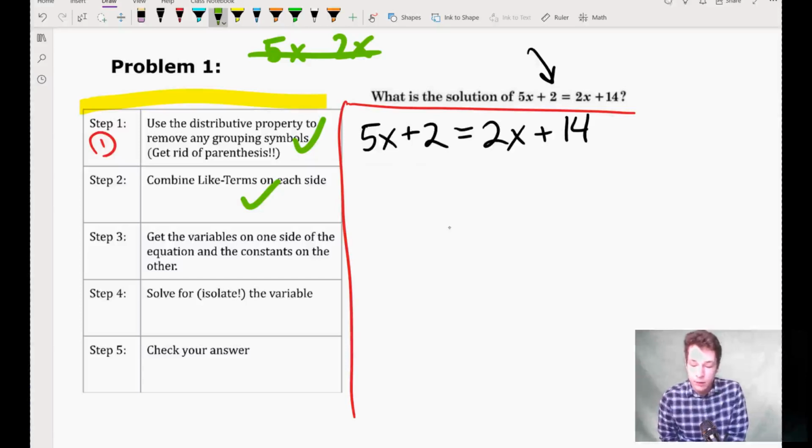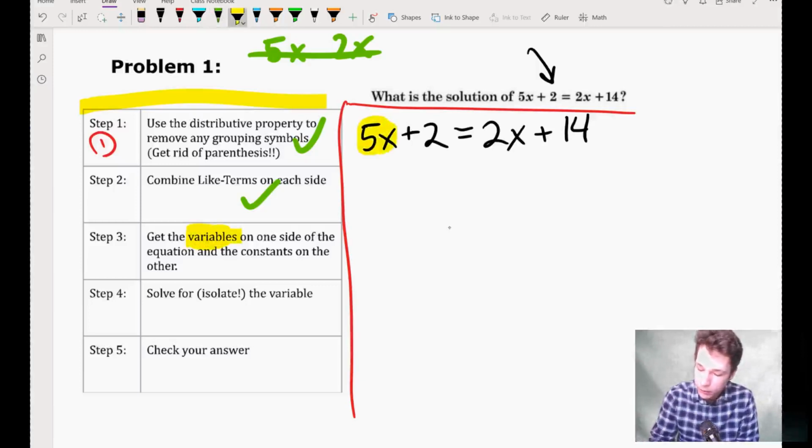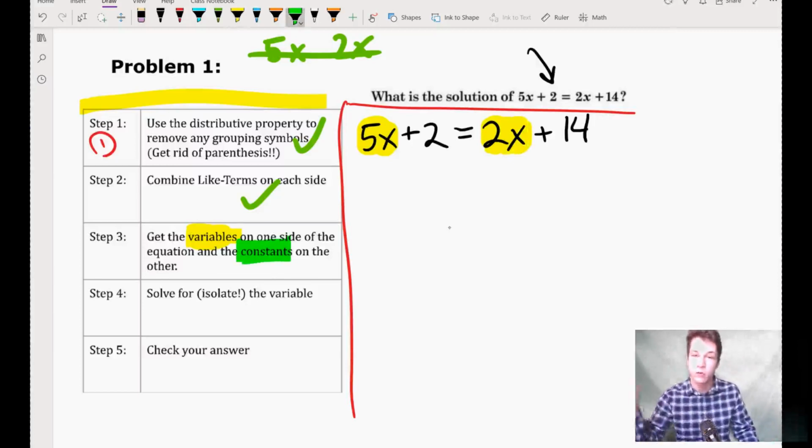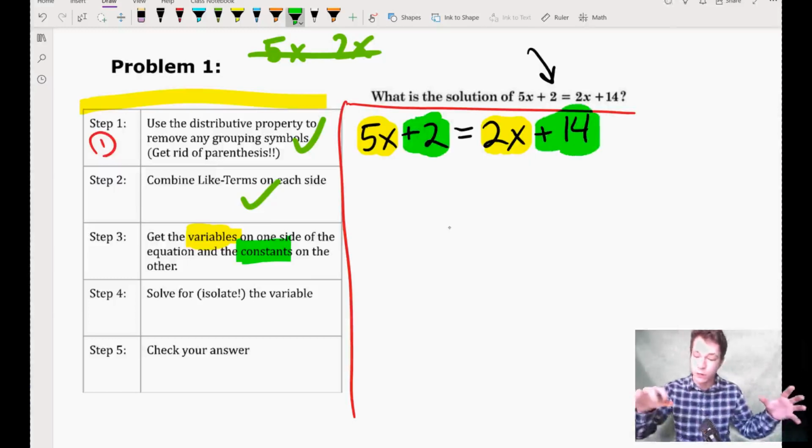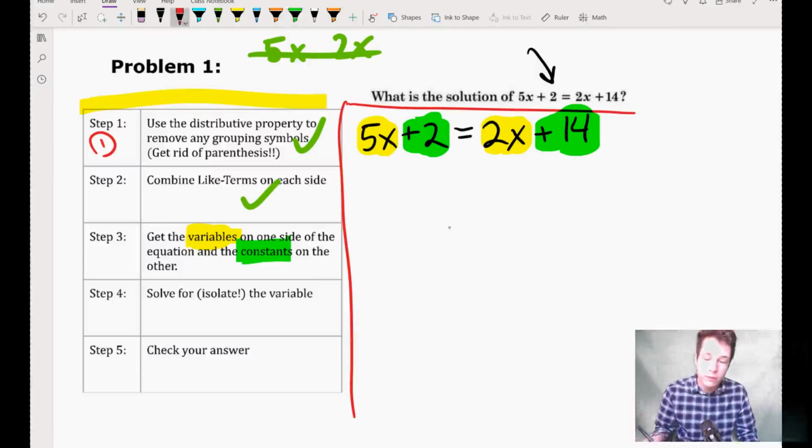Step 3 says get the variables on one side of the equation and the constants on the other. I'm going to highlight my variable terms in yellow. Okay, so I have a 5x and a 2x. I want those on the same side as each other. And then in green, I'll highlight the constants. Remember, constants are just your average numbers, like this positive 2 here and this positive 14. So I want to move the green stuff over to one side and the yellow stuff over to the other. Usually you want the variables on the left. It does not matter, as we'll see in the future.